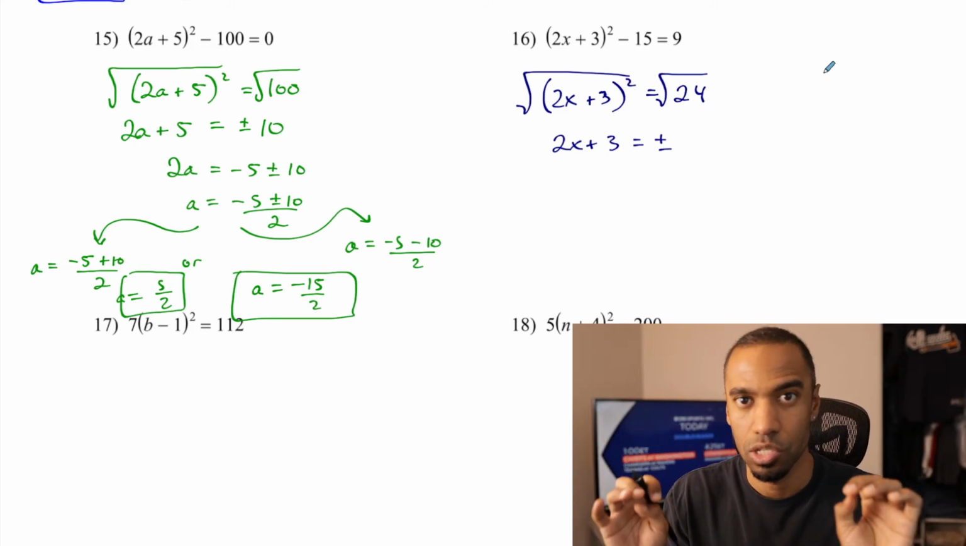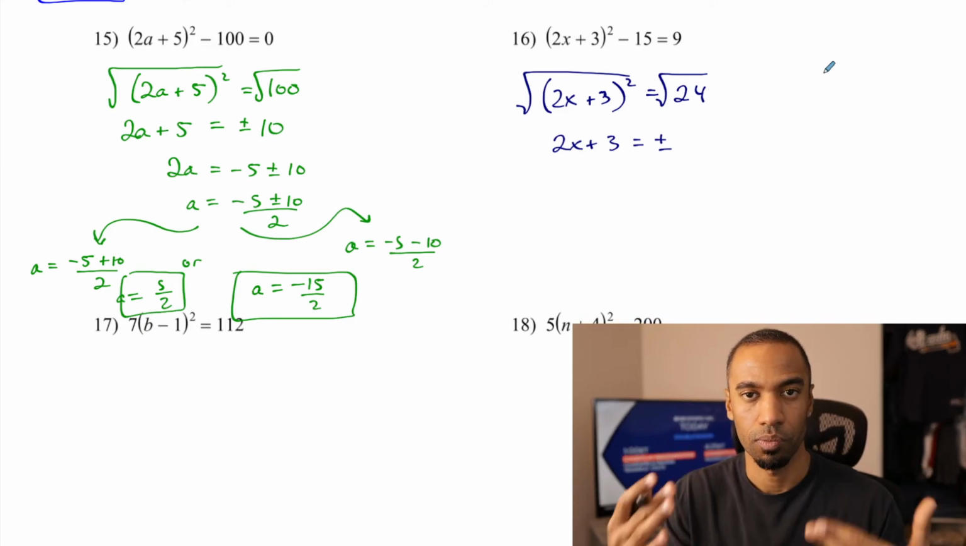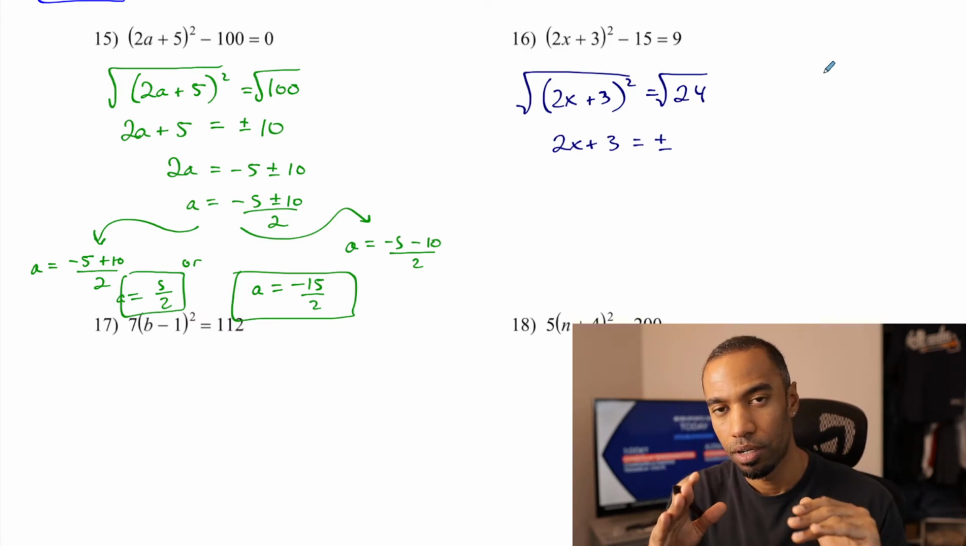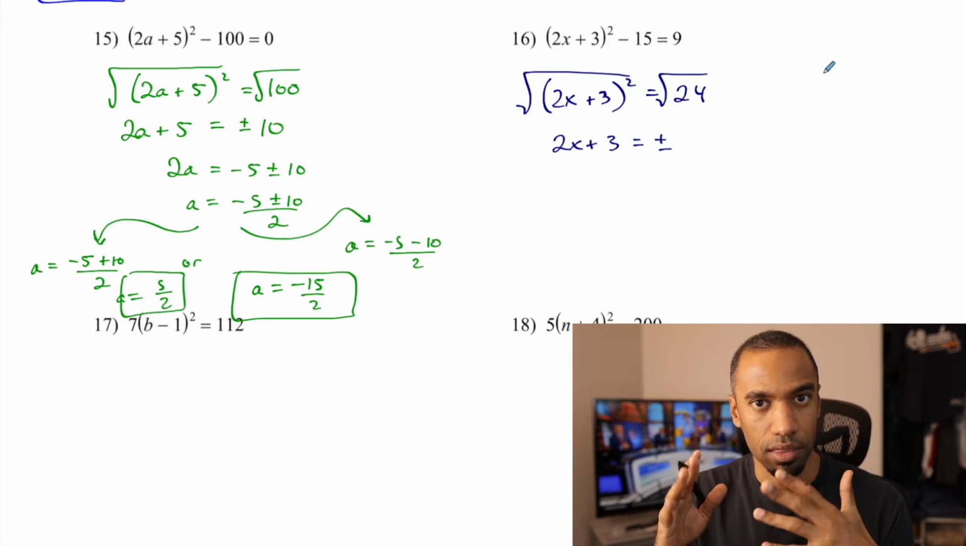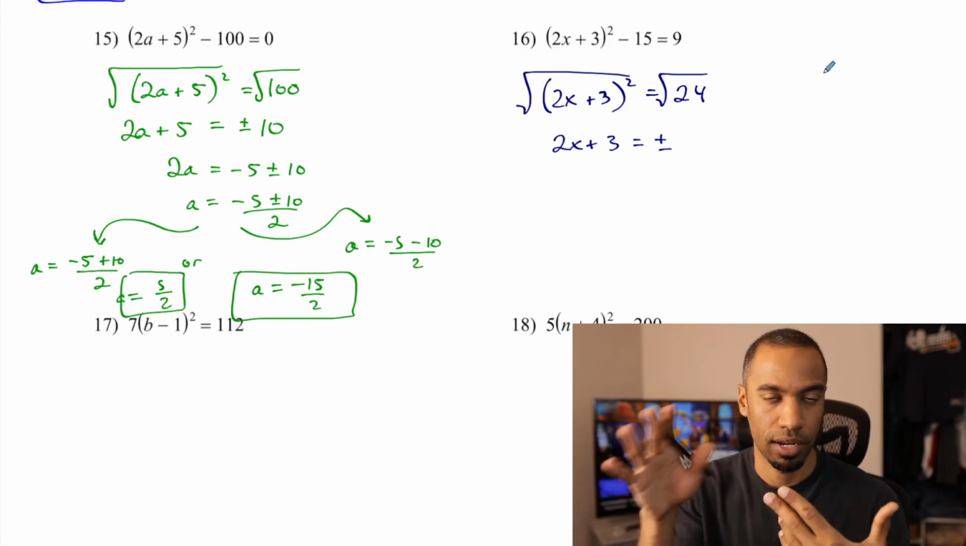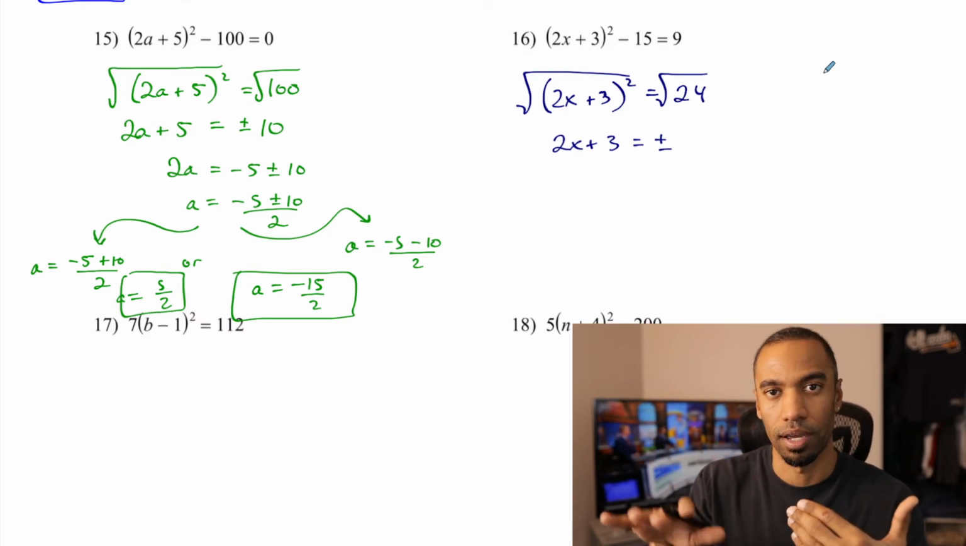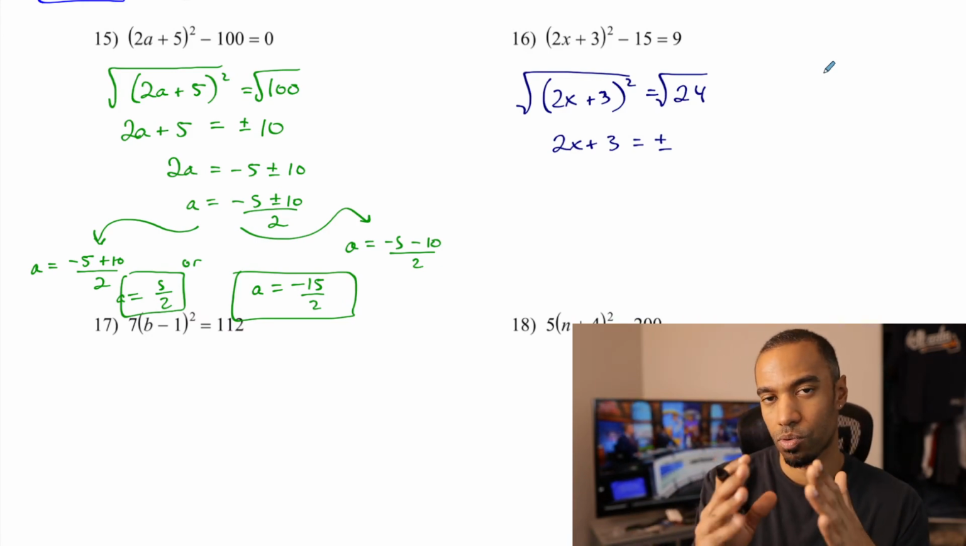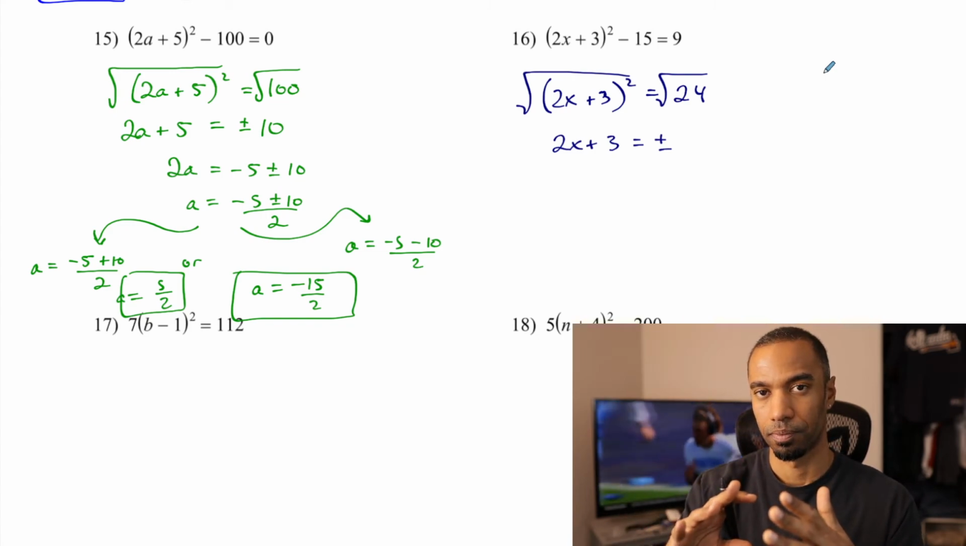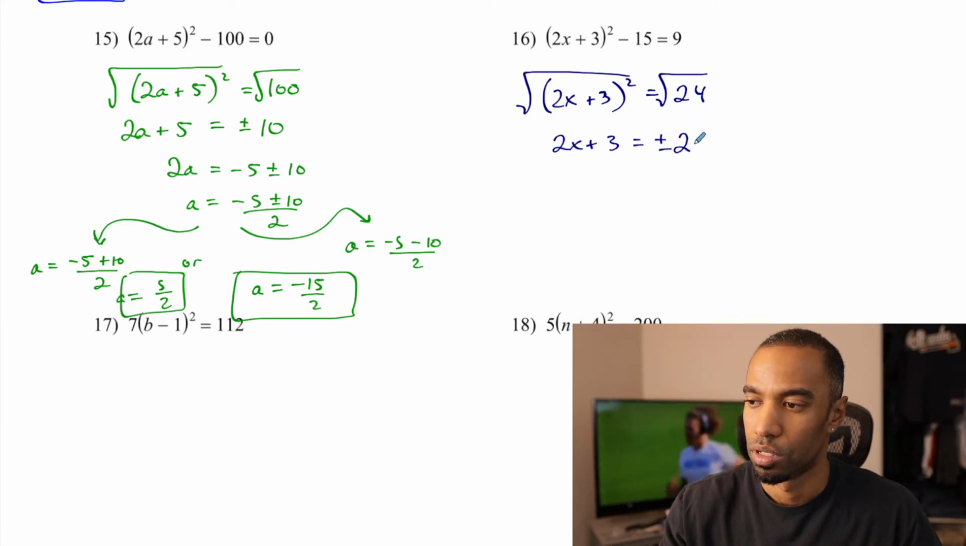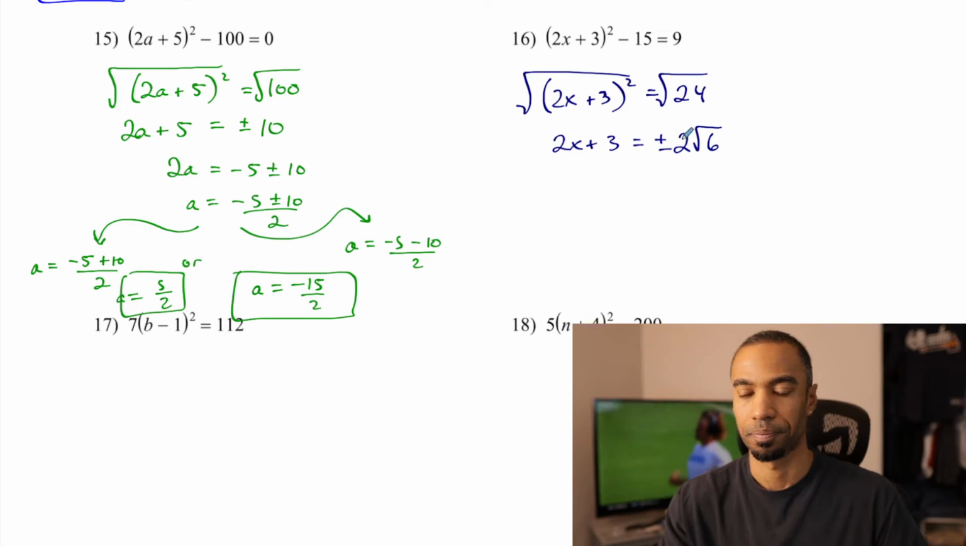This is one of those instances where I'm going to simplify mentally with you. This is root 4 times root 6, right? The square root of 4 times the square root of 6. And I chose 4 because it's a perfect square. I can take its square root. So root 4 times root 6. The square root of 4 is 2. So this becomes 2 root 6, like that.